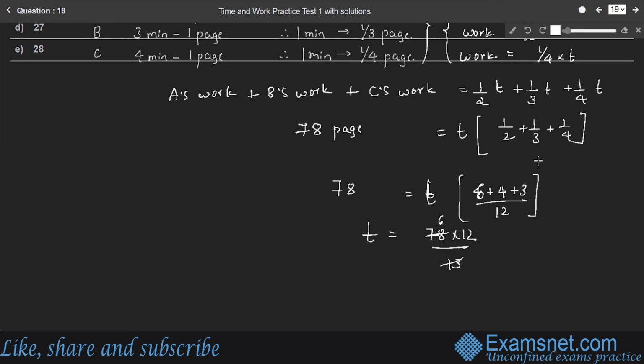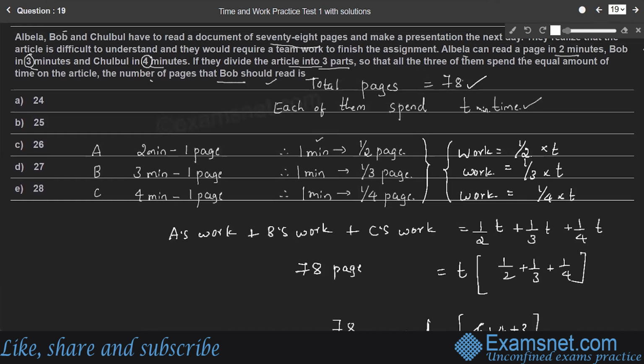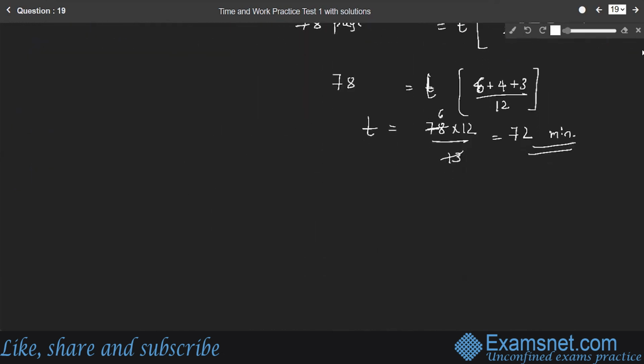So 13 into 6. So they take 72 minutes, right? Each of them takes 72 minutes, right? Here the question is how many pages that Bob can read, right? Bob can read 1 by 3 into T. He can do 1 by 3 into T amount of work. That means 1 by 3 into 72, right?